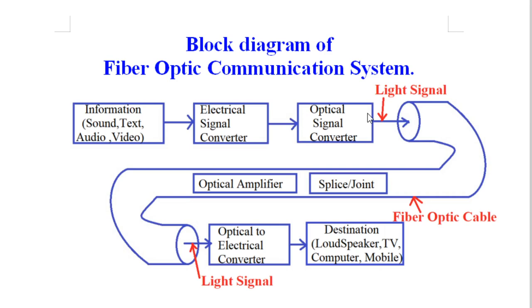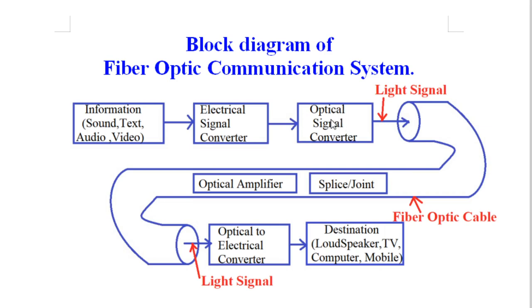So as the generation advances, the wavelength which is used of the light is increased. In the first generation, around about 600 to 700 nanometer light signals wavelength was used. In the second generation, round about 900 to 1100 nanometer. So wavelength is in nanometer, that you remember, for fiber optic communication.